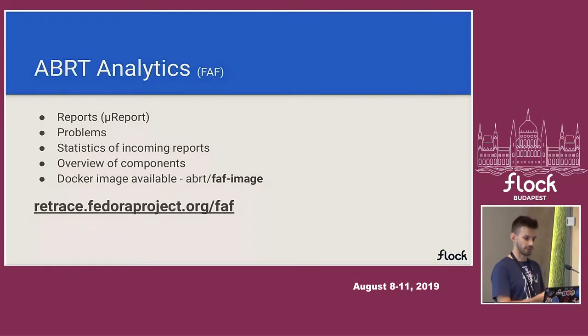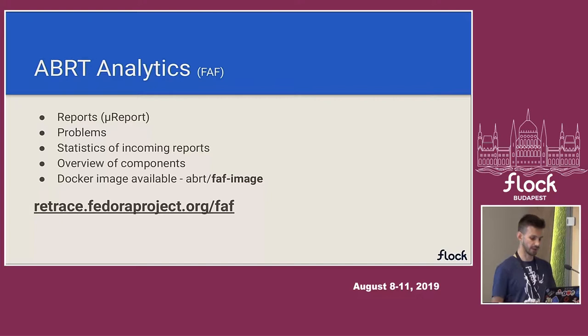That was the client part of ABRT, and then we have the services that ABRT provides, and one of them is ABRT Analytics. I've talked a little bit about the problems, but I will try to repeat it. ABRT creates micro reports and sends them. If you have ABRT auto reporting enabled, it sends them to ABRT Analytics. ABRT Analytics processes this micro report and creates what we call a report. Later, ABRT Analytics tries to group these reports together by similarity and creates problems.